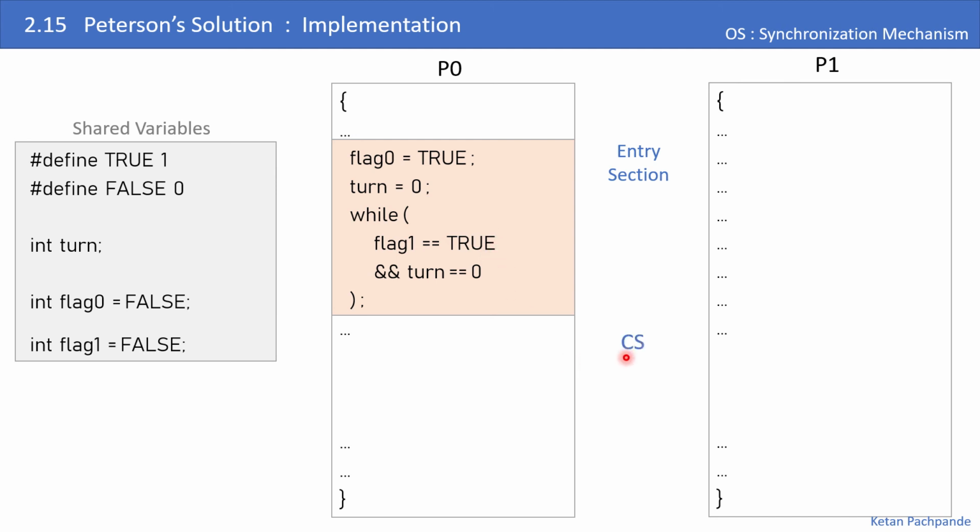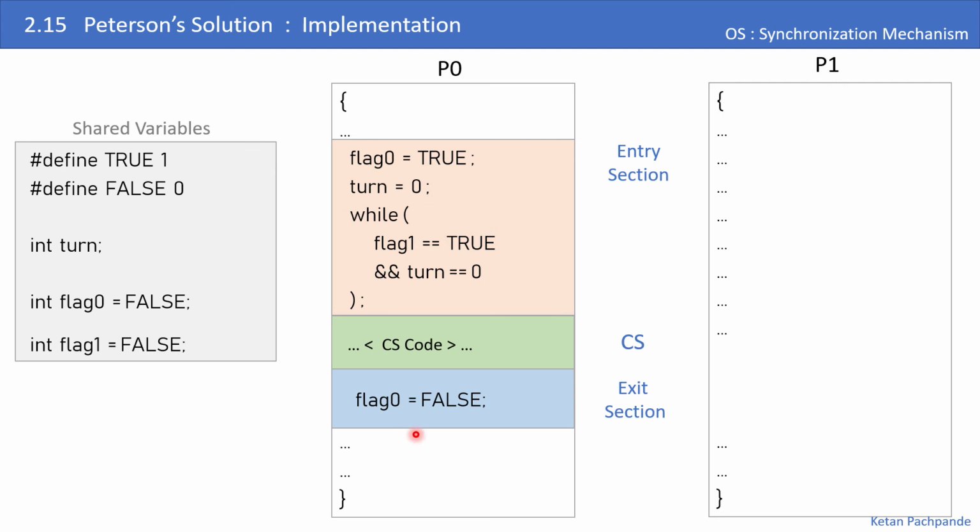After that, a programmer can put any critical section lines of code, and after that the exit section implementation is quite simple. The process just has to say, I am setting my flag to false, meaning I have crossed the critical section. Depending on this flag value, when it is set to false, if the other process is waiting, its loop is going to break.